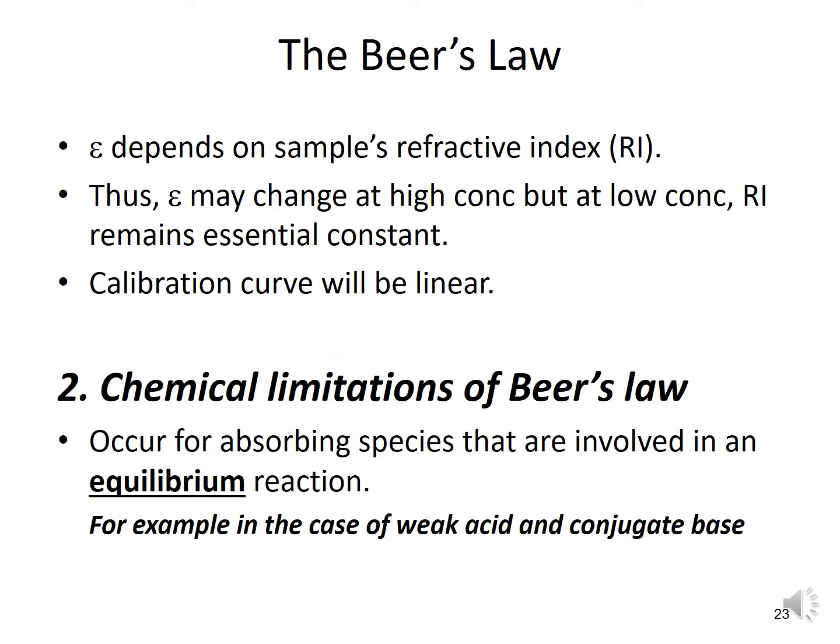So the molar absorptivity depends on the sample's refractive index. Basically, when there are too many analytes in the sample, the epsilon will be changed. So the epsilon may change at high concentration, but at low concentration the refractive index will remain constant. Next, the chemical limitation of Beer's law. Basically, it occurs for absorbing species that are involved in an equilibrium reaction.